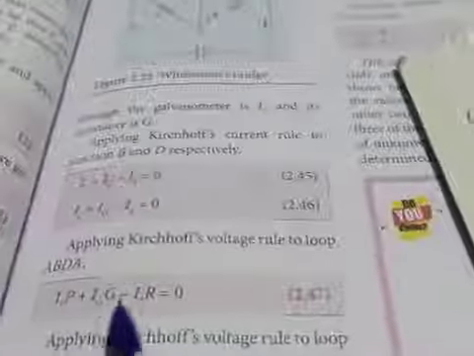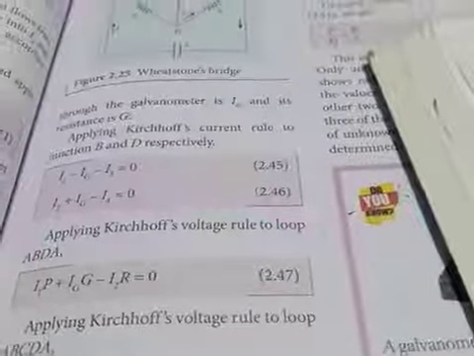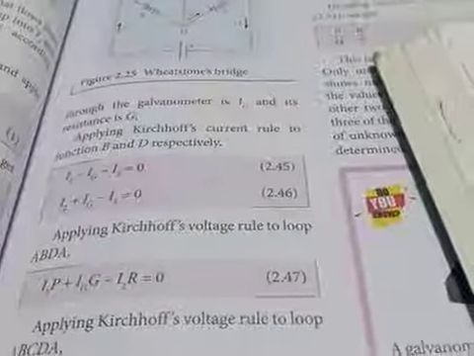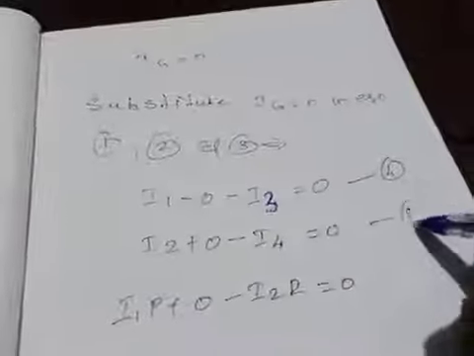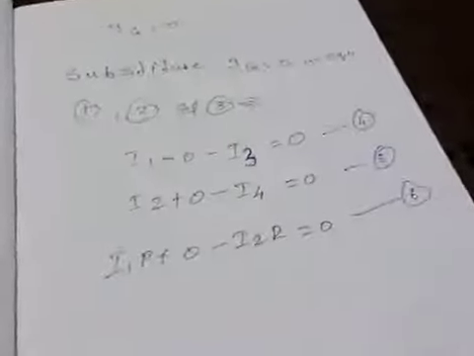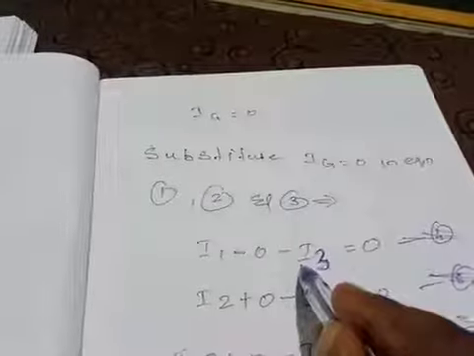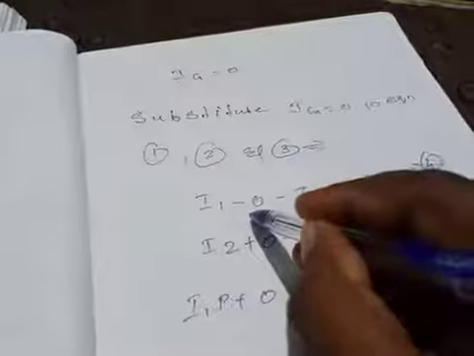Again, equation 3. So in this place 0 will come. So I1P plus 0 minus I2R equal to 0. Now you see 3 equations we got, no? Now this you can take 4, this you can take 5, this you can take 6. Now you see, if you are not putting equation number also no problem. Now you see, here what will come?